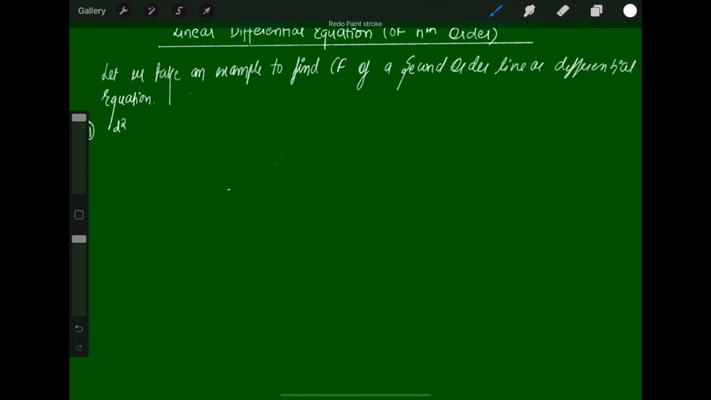To understand how to find the complementary function, let us take an example of a second order linear differential equation. Example number 1. d2y by dx square plus y is equal to 0. Let us represent dy by dx as D. So d2y by dx square can be written as (D square plus 1) is equal to 0. So the roots are plus minus i, which is a pair of imaginary roots.